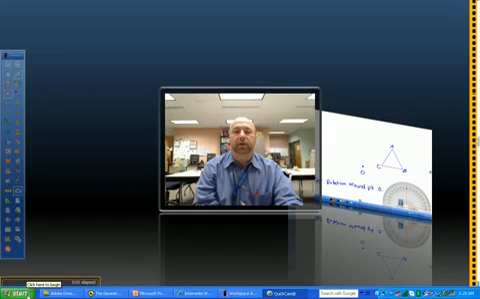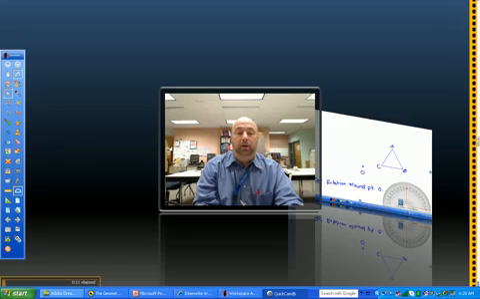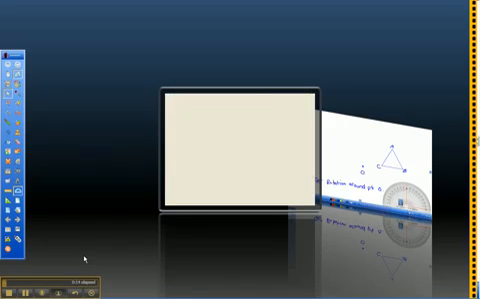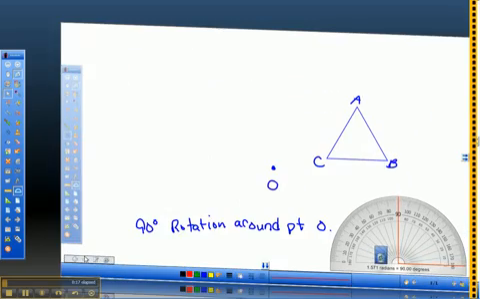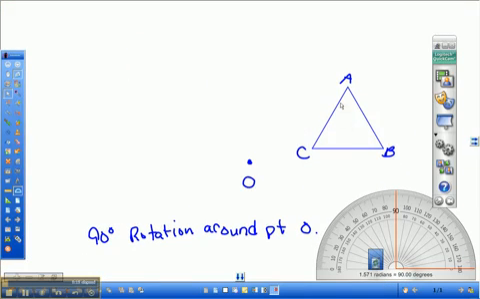Today we're going to, by request, try to do a rotation of a figure about a fixed point like we talked about in class yesterday. And we're going to do this by using software that we have. Let's switch to the sketchpad. Alright, I've got a triangle here, ABC, and we're going to rotate it 90 degrees around point O.